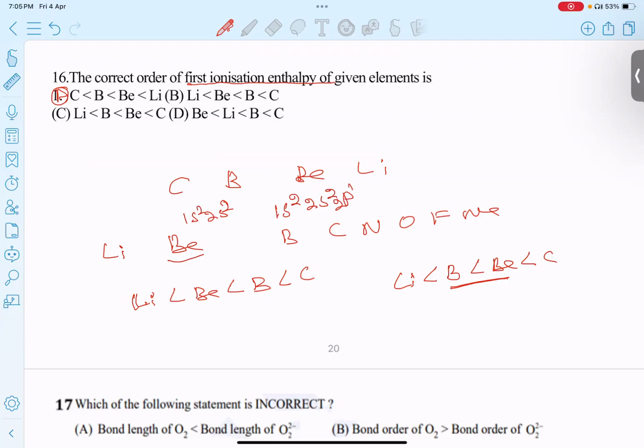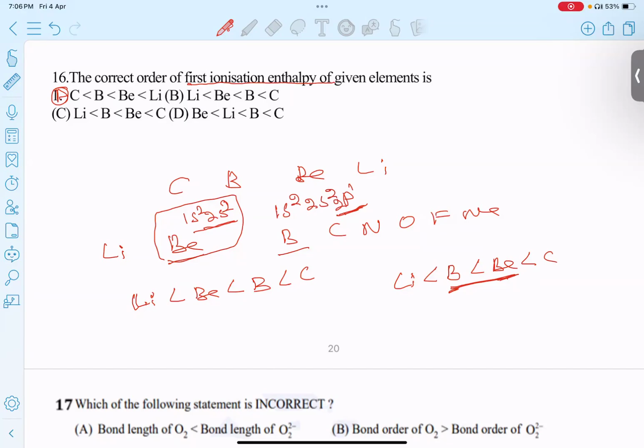Compared to boron, beryllium has a stable electronic configuration, with completely filled 2s orbitals. In boron, it is easy to remove the electron from the 2p orbital, as only one electron is present there. But in beryllium, the orbital is completely filled. Due to its stable electronic configuration, the first ionization enthalpy of beryllium is more than that of boron.